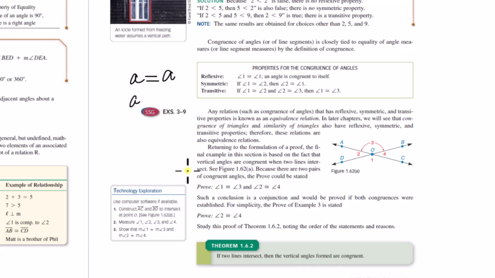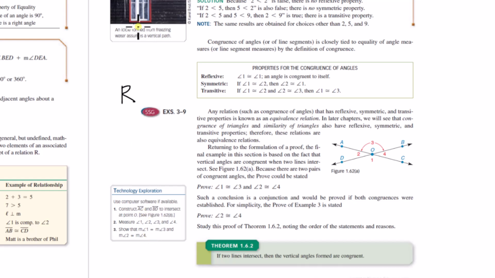Congruence of angles is an equivalence relation, and they're saying that congruence of triangles and similarity of triangles are also equivalence relations. We're not talking about the elements, we're talking about the relation. So perpendicularity of lines, right? Once you state the relation, that kind of implies what the elements are. If you're talking about perpendicular, you're talking about lines. If you're talking about congruence, then you have to specify the actual elements in that case.